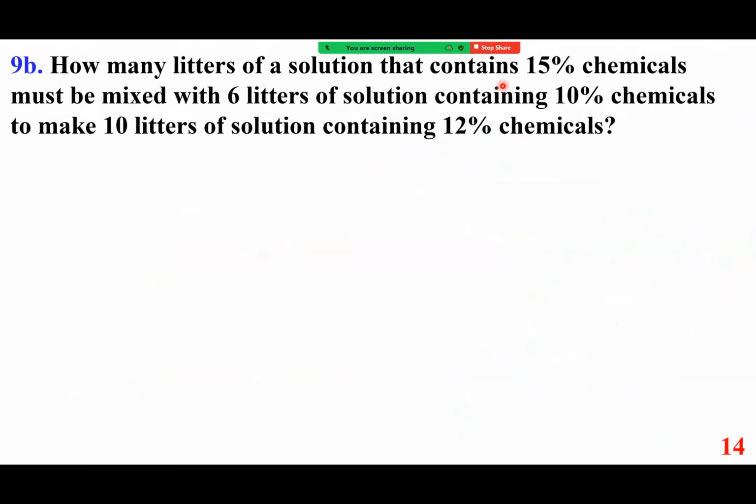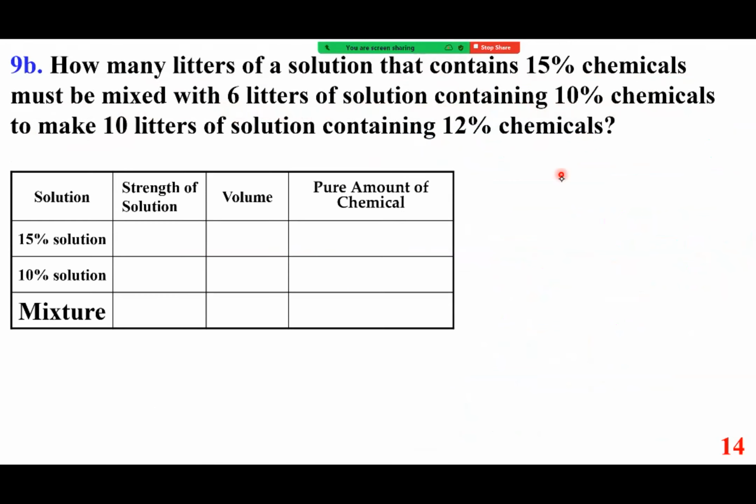How many liters of a solution that contains 15% chemical must be mixed with 6 liters of solution containing 10% chemical to make 10 liters of solution containing 12%? So again, we have pretty much the same type of table, 15% or 0.15, 10% or 0.1. When we mix them, we want 12%, 0.12.